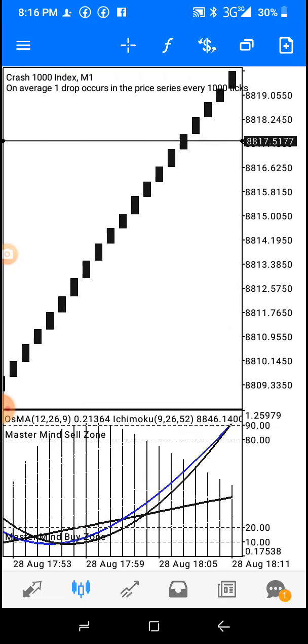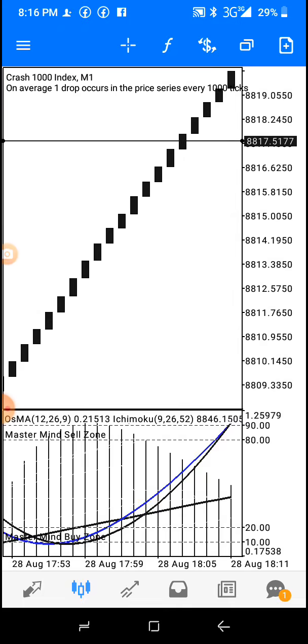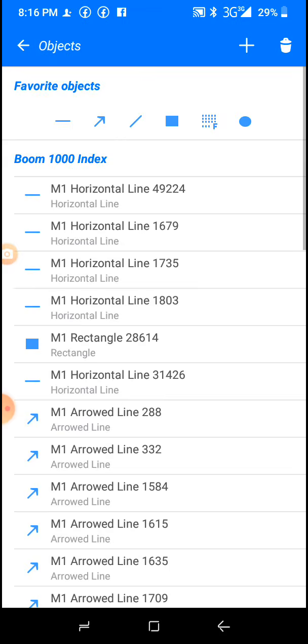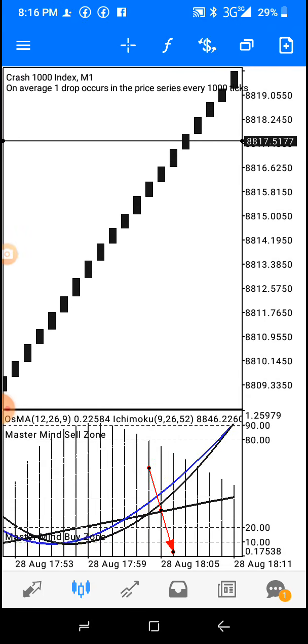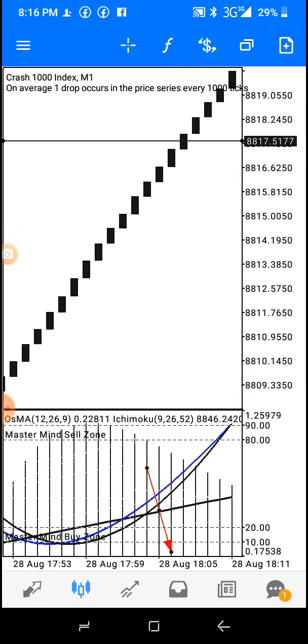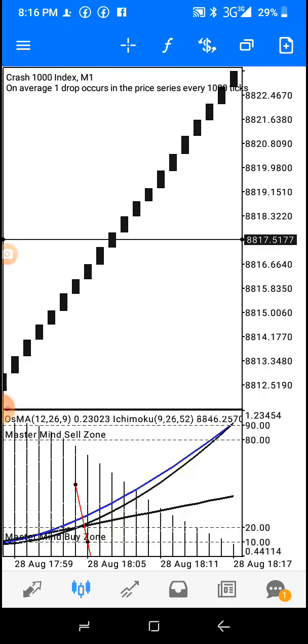You buy. The zero level is below. Sorry, for crash, the zero level has to be below, just like now, we have it below. For crash, it has to be below, and then for boom, it has to be above. When the zero level is above, like we have it there now, you take your buys. This is the perfect setup.